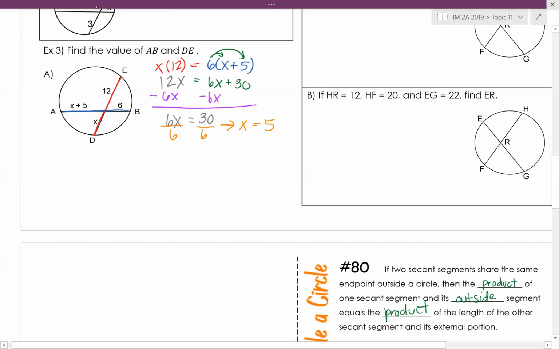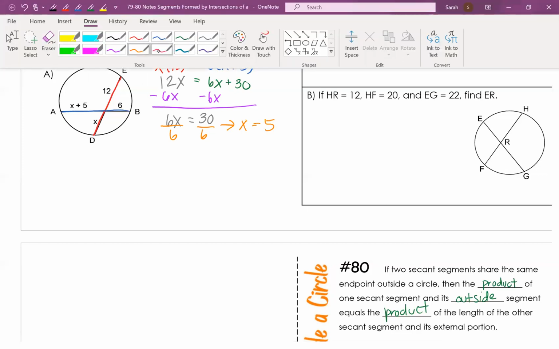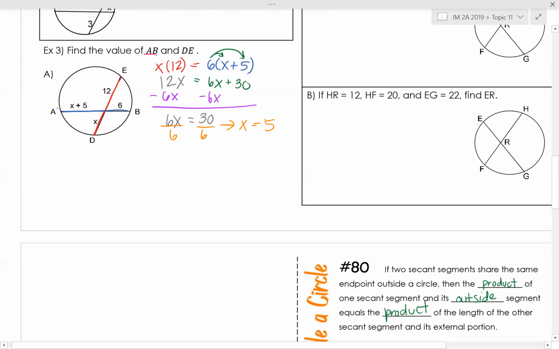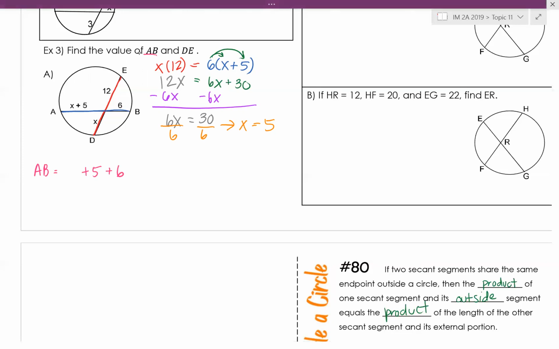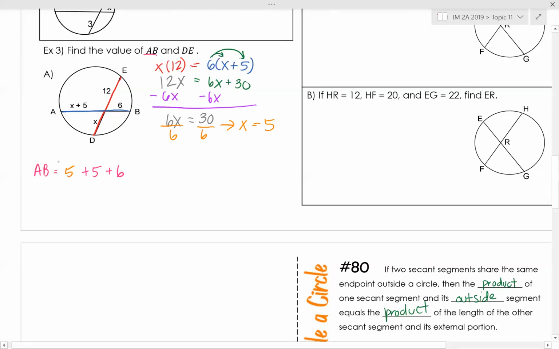Notice that this problem is not asking us for that answer, it's asking us for AB. So AB is this whole length here. AB is X plus 5 plus 6. So if I plug in the value for X, that's 5, so 5 plus 5 plus 6 tells us that AB is 16.